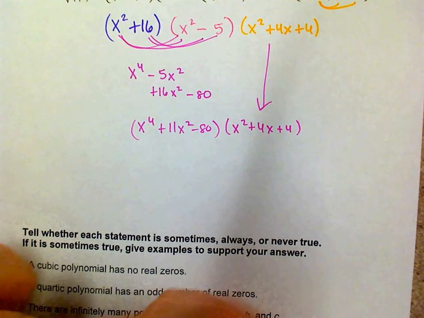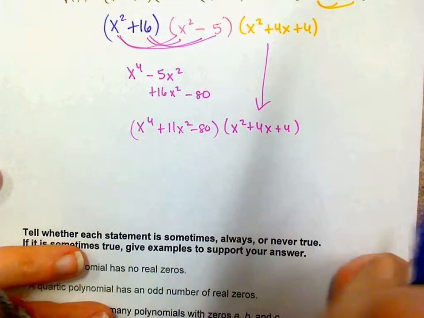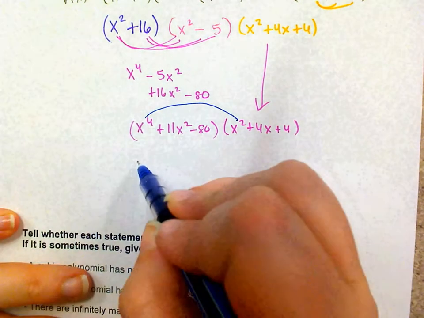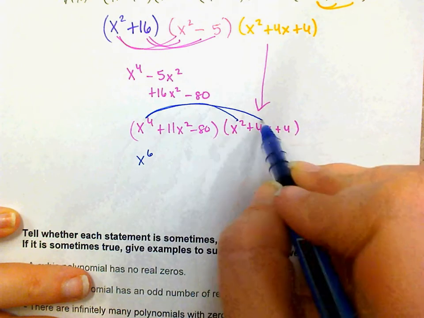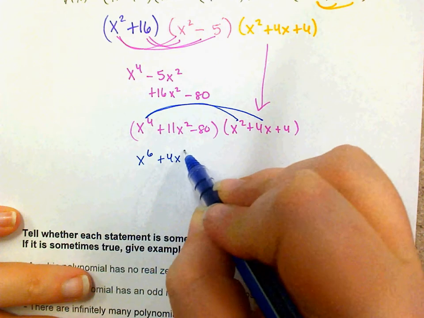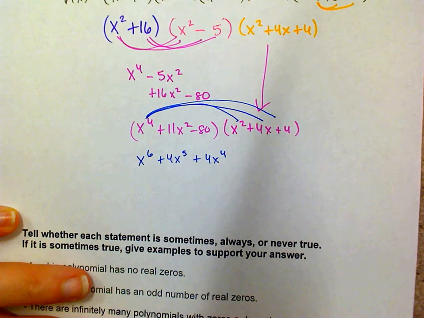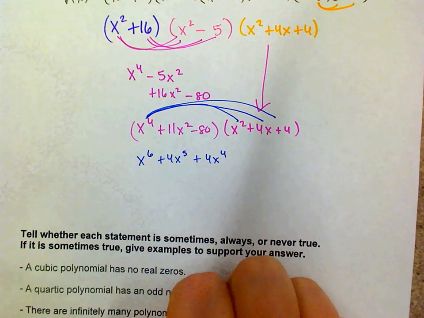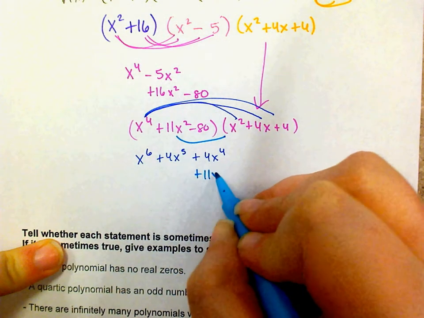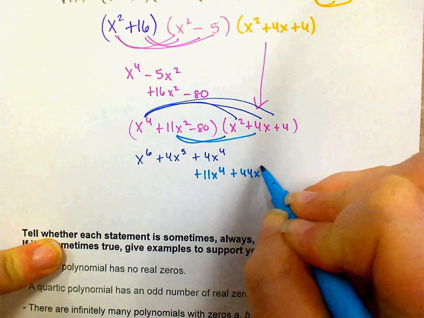And they're both trinomials, so it doesn't really matter how I do it. So x to the 4th times x squared is x to the 6th. X to the 4th times 4x is a positive 4x to the 5th. And x to the 4th times 4 is 4x to the 4th. Next I'm going to multiply the 11x squared. So 11x squared times x squared is 11x to the 4th. 11x squared times 4x is 44x cubed. And 11x squared times 4 is 44x squared.